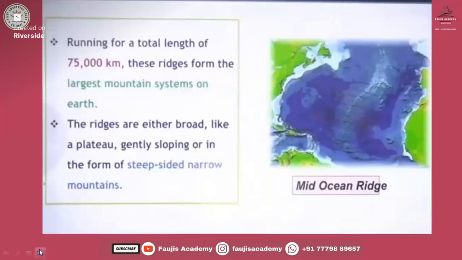Then we saw mid-oceanic ridges. You know that there is a mid-oceanic ridge in the Atlantic Ocean that runs for a length of 75,000 kilometers, and it has a height of 11 kilometers, 11,000 meters you can say. That means Mauna Loa and Mauna Kea are parts of these.